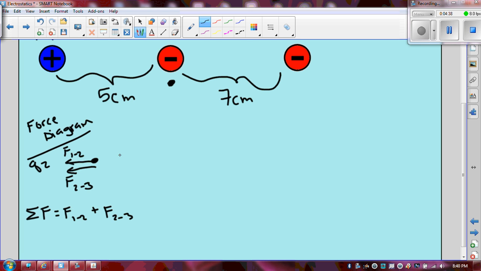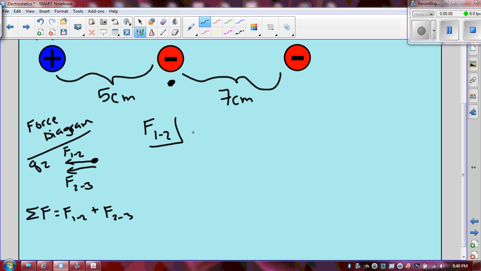If they were going in opposite directions, then it would be minus. And we'll do an example problem like that on the next slide. But that's what my sum of the forces equation is going to look like. So what I need to do is I need to do Coulomb's law twice. I need to do it once for the force between charge 1 and charge 2, and then I need to do it a second time between charge 2 and charge 3. So let's do the force between 1 and 2 first.